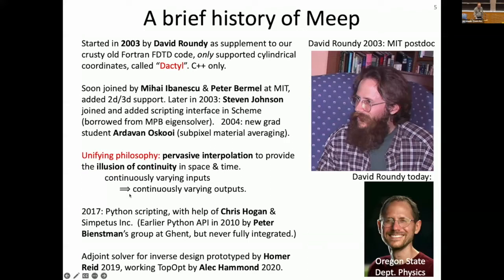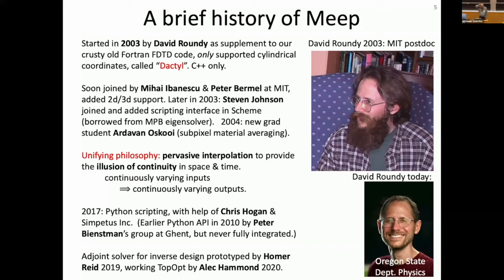The unifying philosophy of Meep, which is exemplified by the subpixel material averaging but not limited to it, is pervasive interpolation. Everywhere in the interface, you're provided the illusion that you have continuous coordinates in space. You can specify an object or a current source or an output any place you want, and under the hood, it will interpolate, so that if you continuously change the inputs to the program, the output should change continuously.